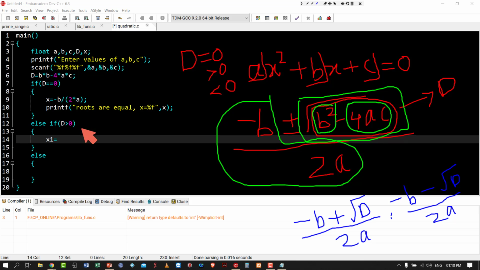So first I will write x1 equal to minus b plus. Rohit PB, how to find the square root of d?